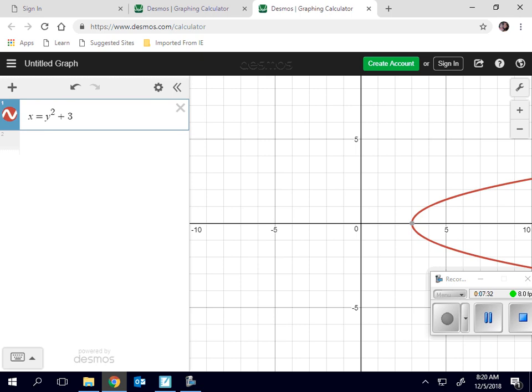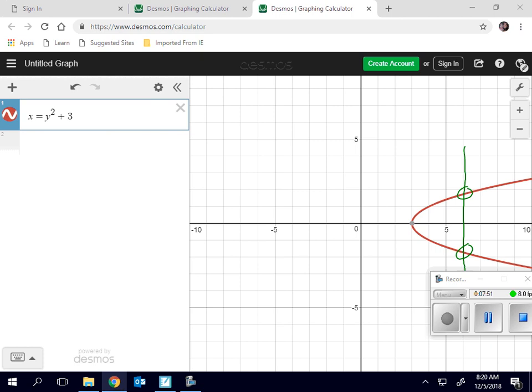Okay, so when y is squared, I did tell you guys yesterday, it is a sideways parabola. It is still quadratic, although it's no longer a function, because if you remember the vertical line test, it hits in 2 spots, but it is quadratic.